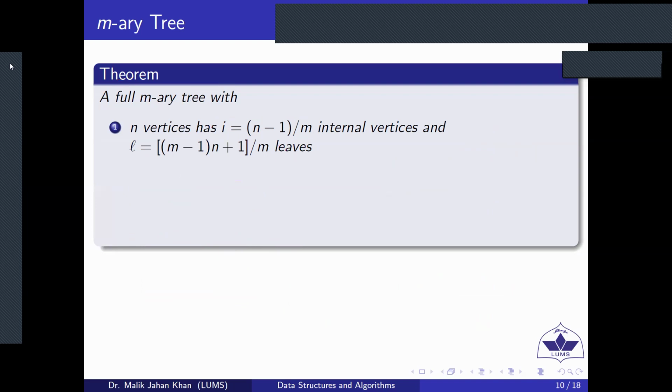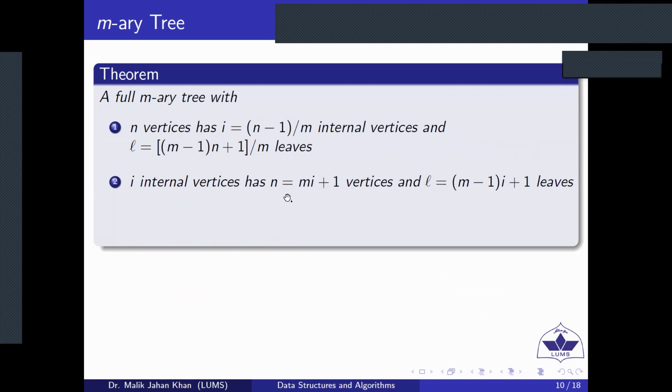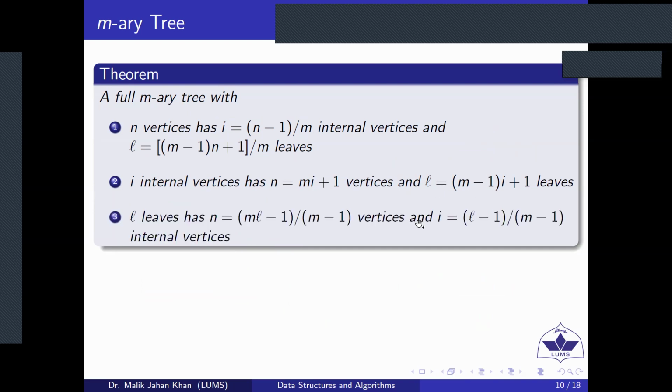In the same way, for a full m-ary tree with i internal vertices, if i is given, then we can compute n equal to mi plus 1, which we know, and leaf nodes can be derived this way. And if we know the number of leaf nodes, then from leaf nodes we can compute the total number of nodes and the number of internal vertices.